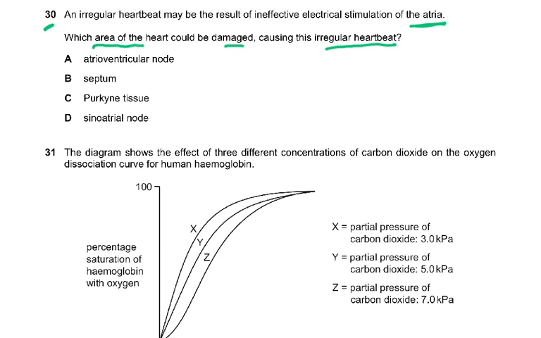So atria, how does the whole thing start? Sinoatrial node is the pacemaker, initiates impulses, and then it spreads in the atria and then goes to the AV node. And then from the AV node, it goes down into the bundle of His and then the Purkinje tissue. So which area of the heart could be damaged? So the answer to that is D, sinoatrial node, because sinoatrial node initiates impulses and they spread in the atria. So it is talking about the atria.